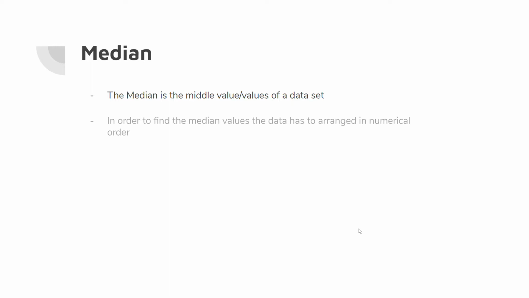Okay, now let's go over the median. So the median is the middle value or values of a data set. So what does that mean? It means it's the number that's in the middle. In order to find these median values, the data set has to be arranged in numerical order, which means it just has to be arranged from least to greatest.